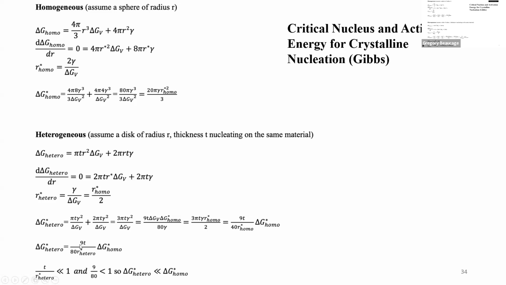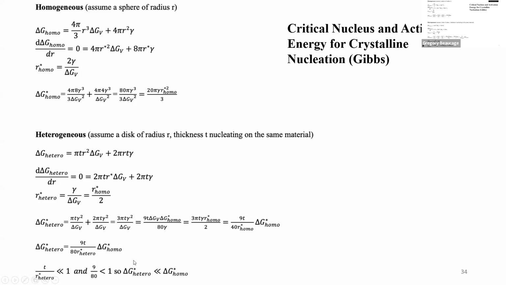It's going to be much smaller because it's 9 over 80, which is less than 1. And then the thickness, R hetero, is much larger than T by definition. So that times that gives you something a lot smaller. In the end, depending on how you do this, it can be half of the other one.